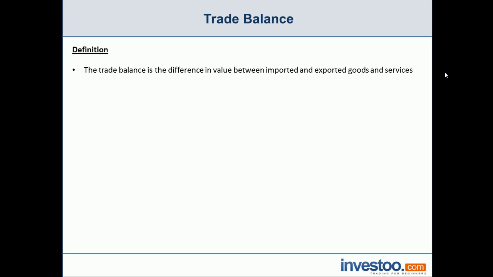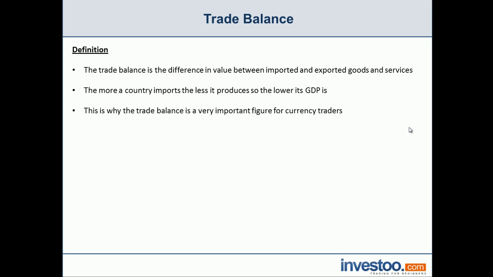So let's start by defining what the trade balance is. And it's pretty simple. The trade balance is the difference in value between imported and exported goods and services. The more a country imports, the less it produces, so the lower its GDP is. So you can see that everything is connected. The trade balance is directly connected to the GDP. This is why the trade balance is a very important figure for currency traders.